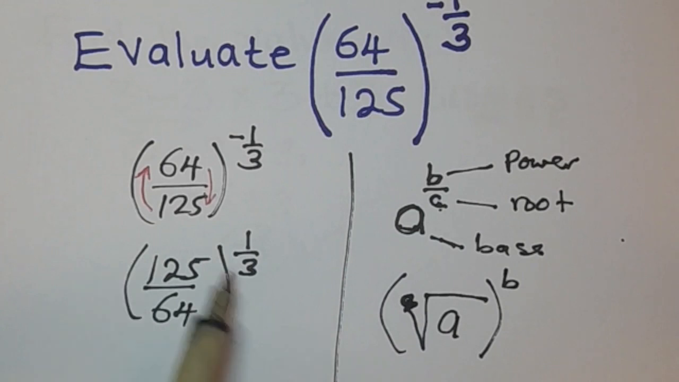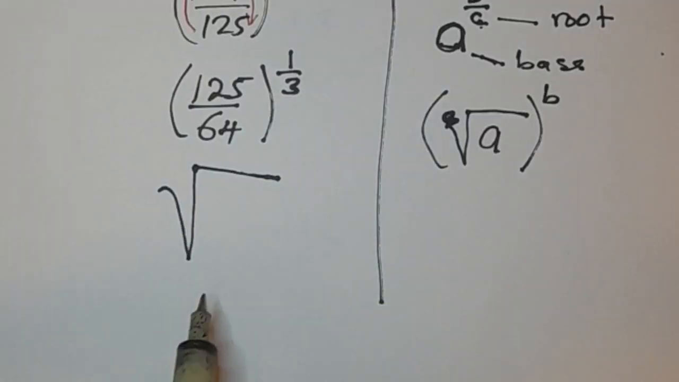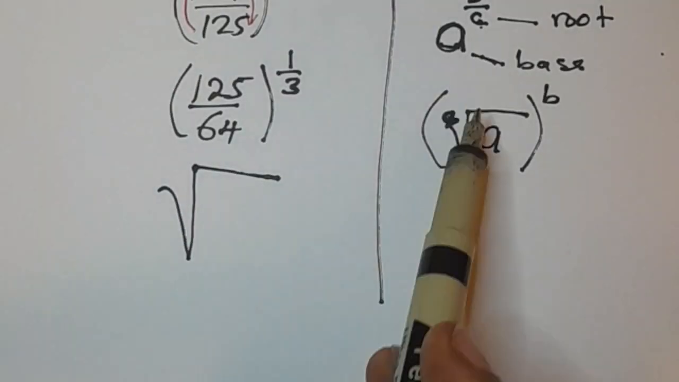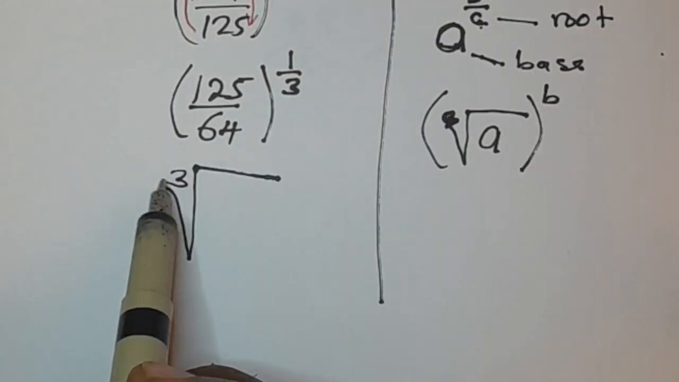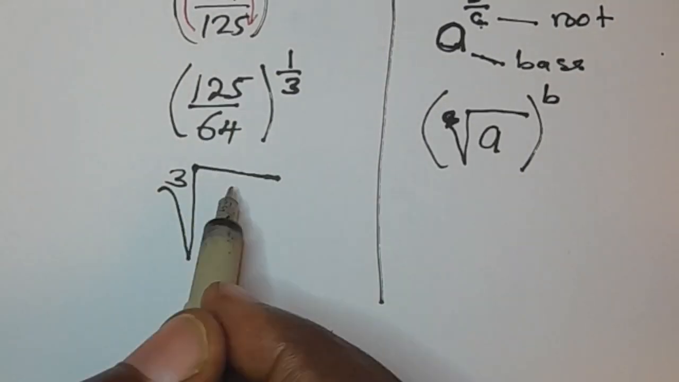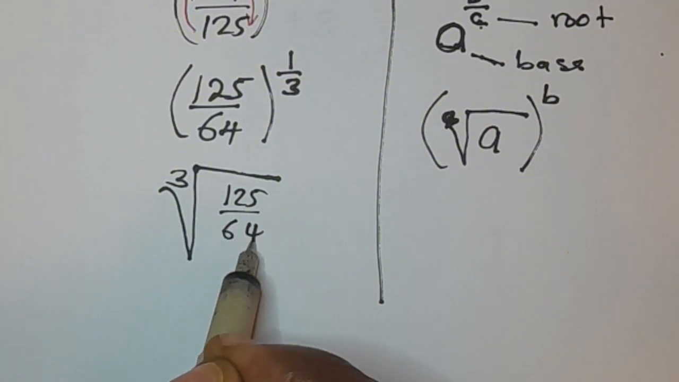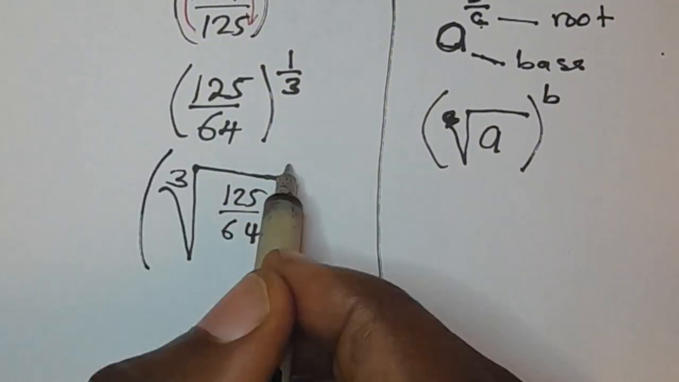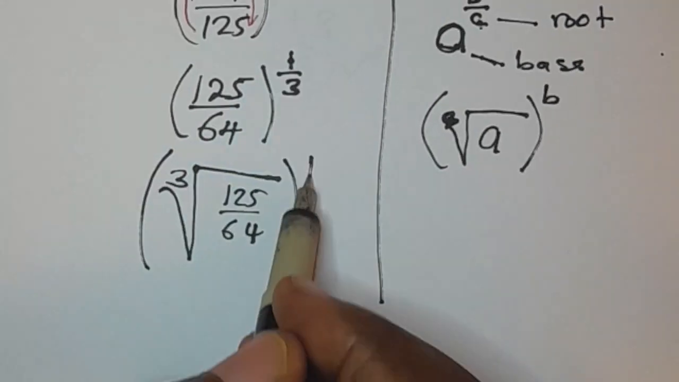So coming to this, whatever is in the brackets is the base. So meaning we're going to have this. Following this, we'll put a 3 there. So meaning cube root, then this base will come inside here. So 125 over 64. Then everything is being raised to the power. So this is a power, it's 1. So the power is 1.